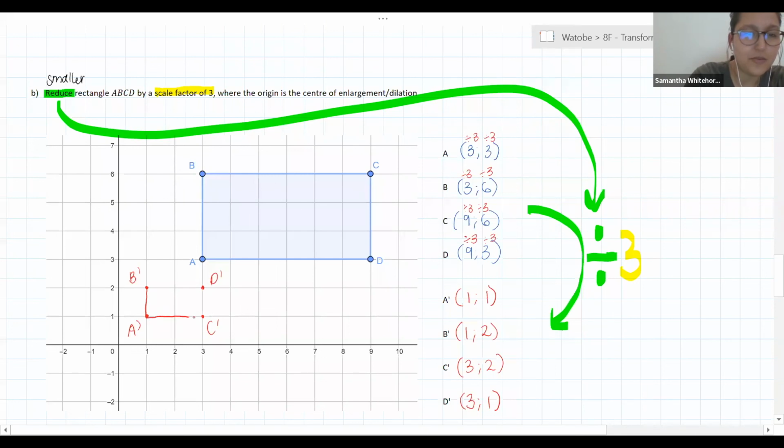Now that we've got all 4 of our coordinates, we can draw in our rectangle. Obviously, you'll do it with a ruler. But now we can see that this red rectangle is 3 times smaller than my original blue triangle. All right, so guys, when we are doing reductions or enlargements, basically what we're needing to do is we're needing to know what the scale factor is so that we can either multiply or divide by it. All righty, so take your screenshot if you need.